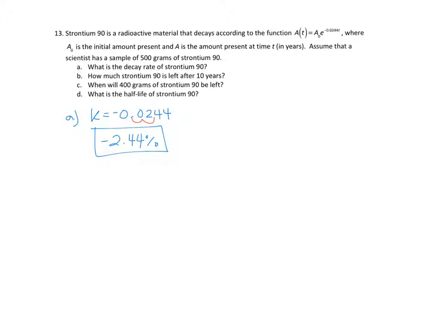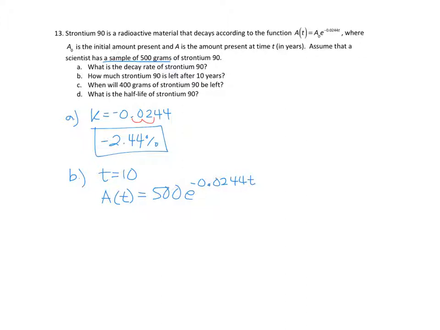In part B, how much strontium-90 is left after 10 years? T is equal to 10, and we want to find the amount after time t. So we need to write the function a of t equals, and the initial amount in this problem, it tells us that it has a sample of 500 grams. That would be the initial amount, 500. E to the negative 0.0244 t.